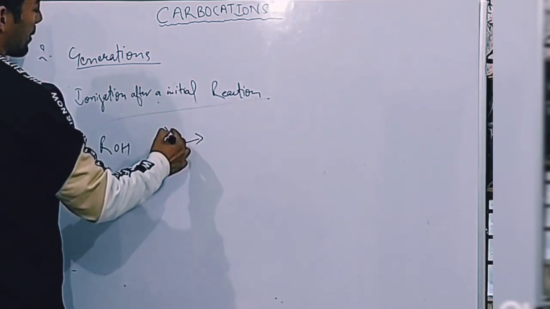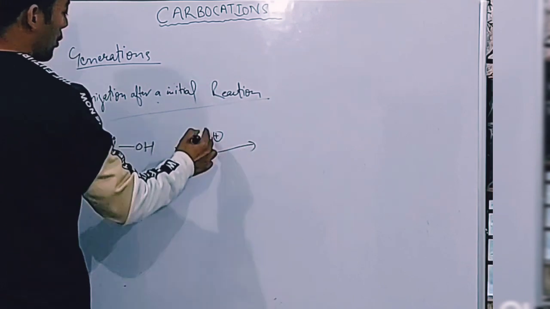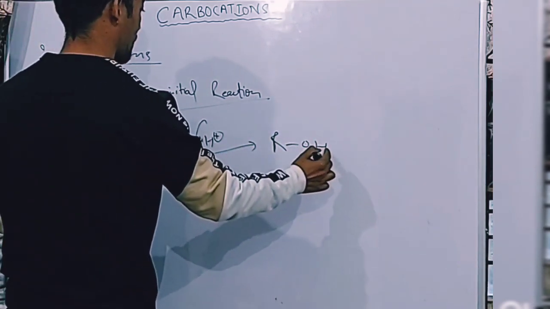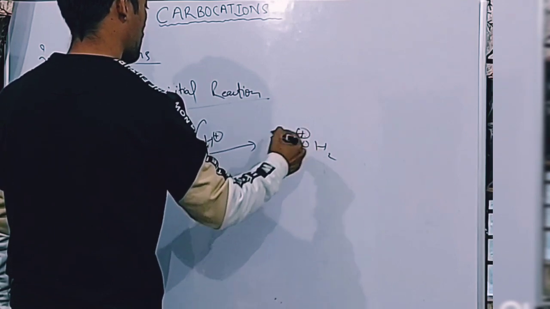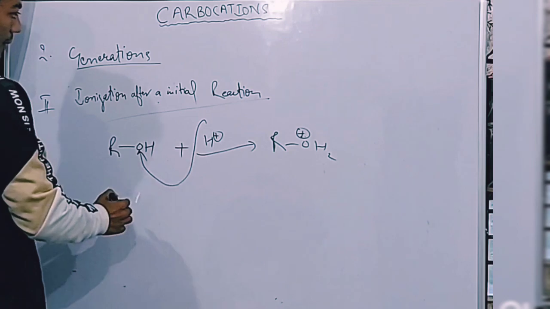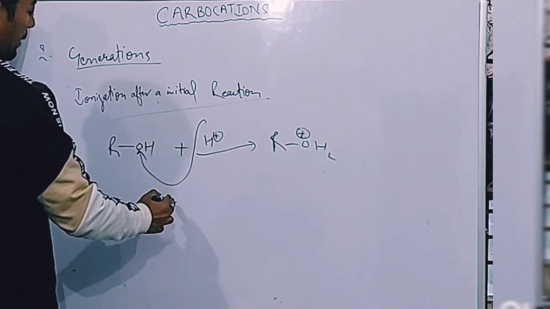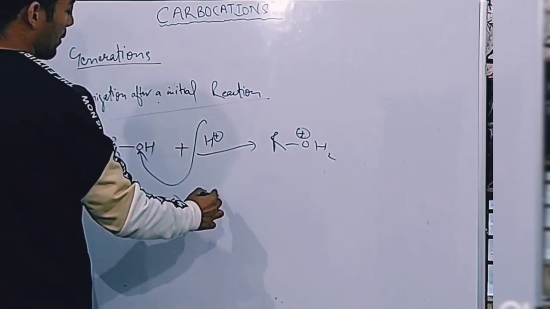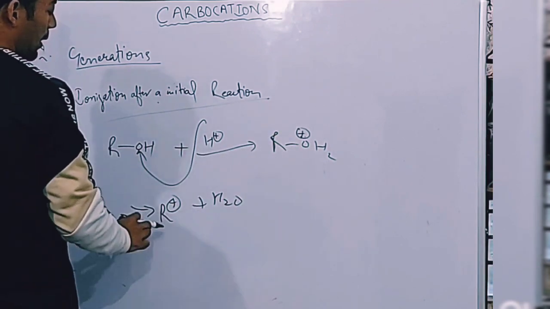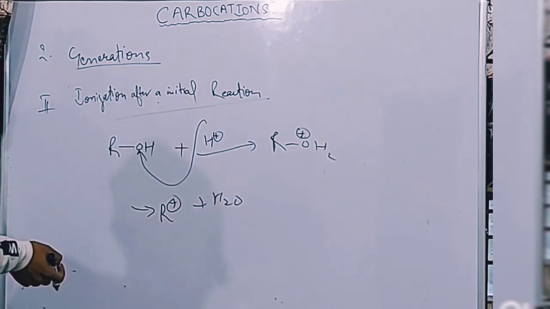So if there is a proton present, the proton will react with this oxygen, making an oxonium ion, and in the next step you will get a carbocation plus H2O, because these electrons will go to the oxonium ion to form water, and we are left with a carbocation. So these are the two methods through which we can generate carbocation.